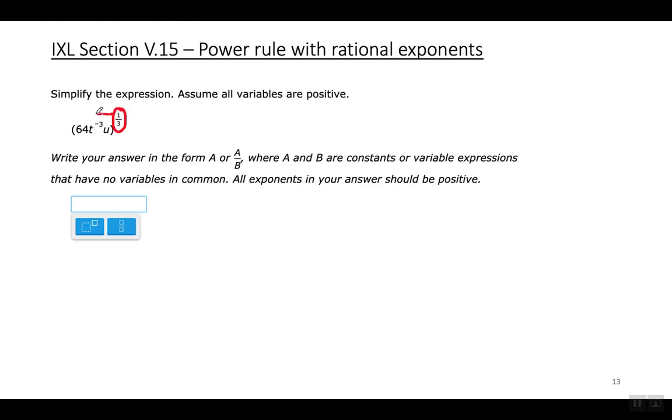So again, I'm going to distribute this exponent to every term inside the parentheses, okay?